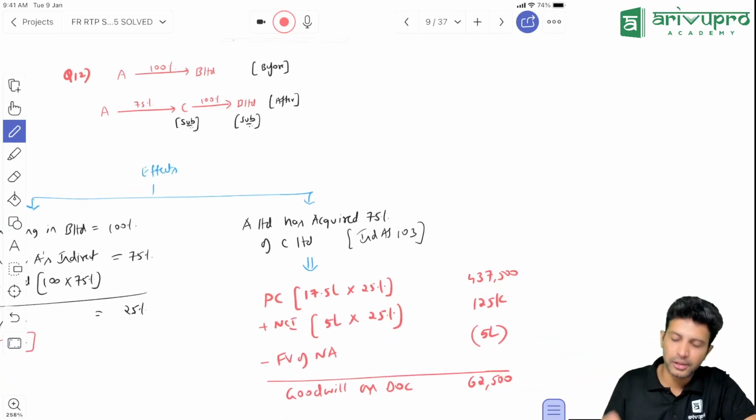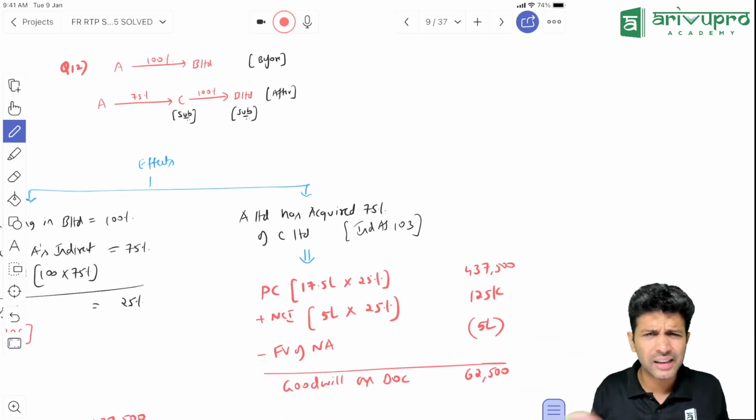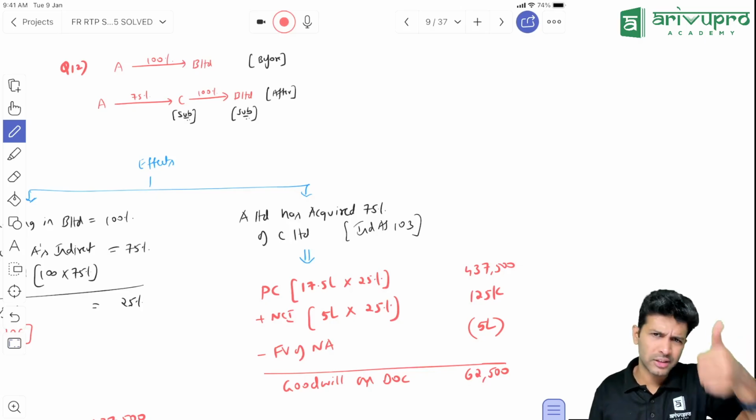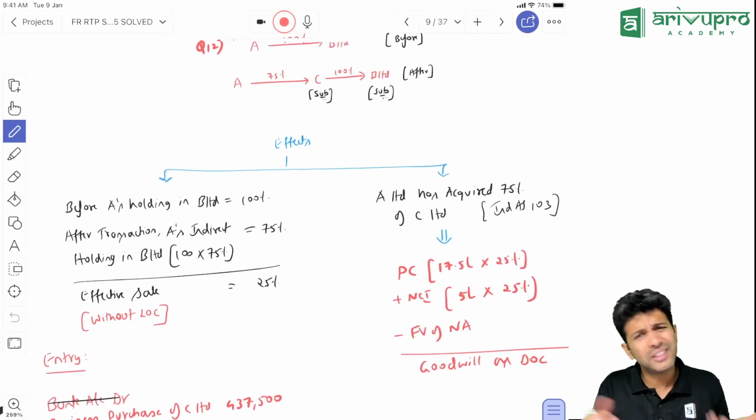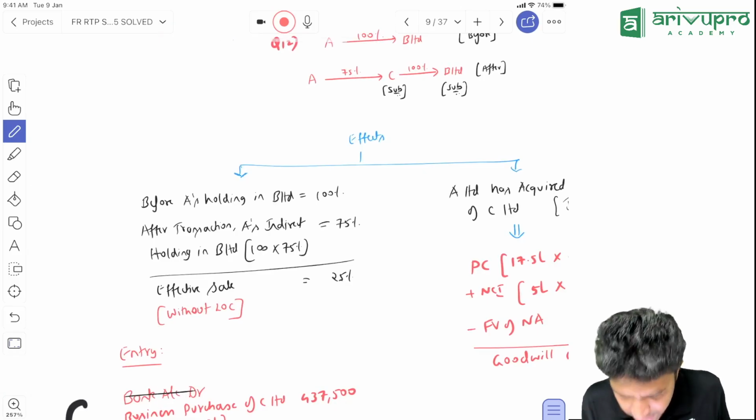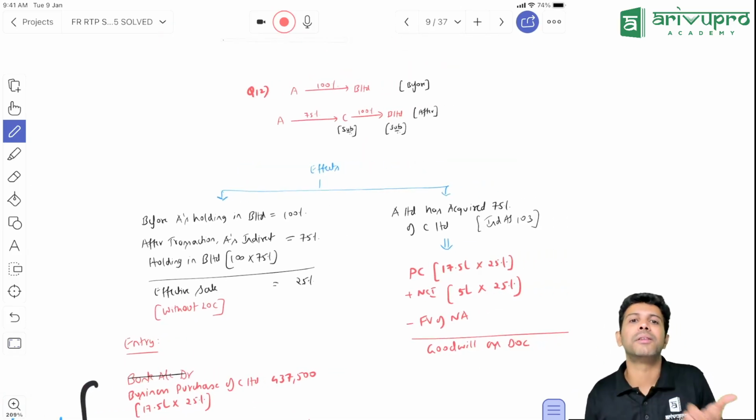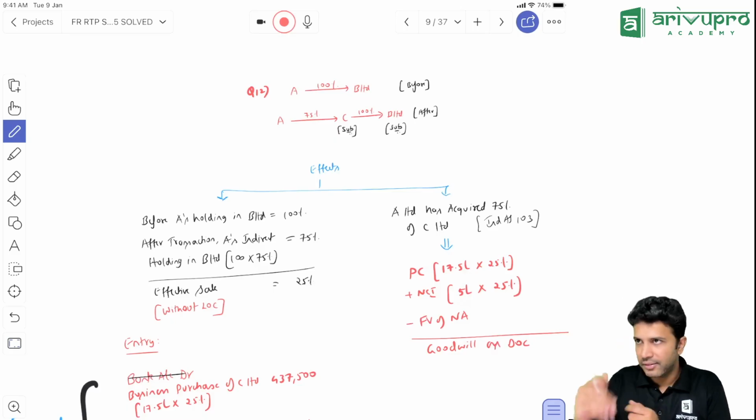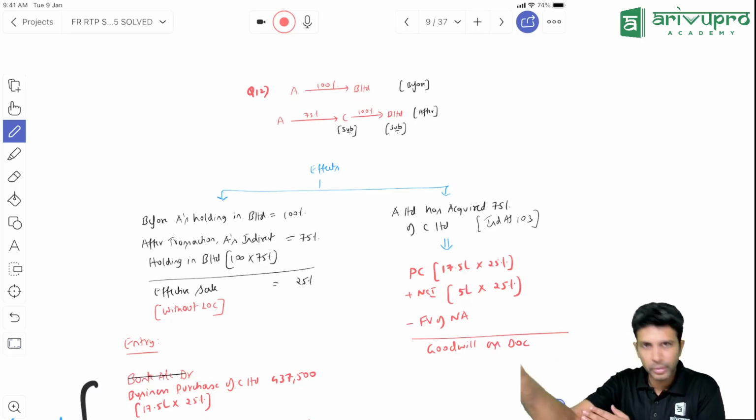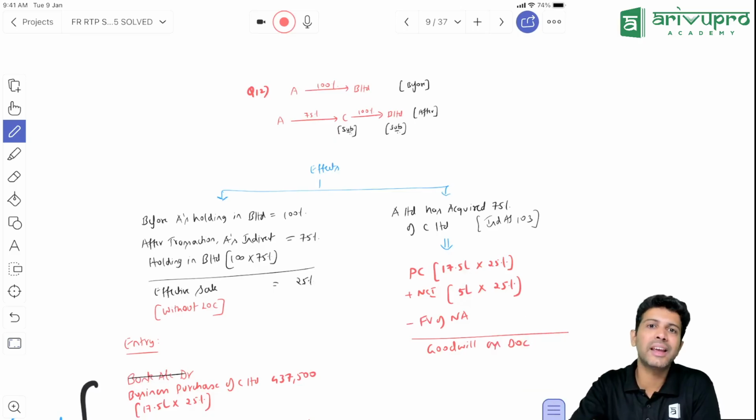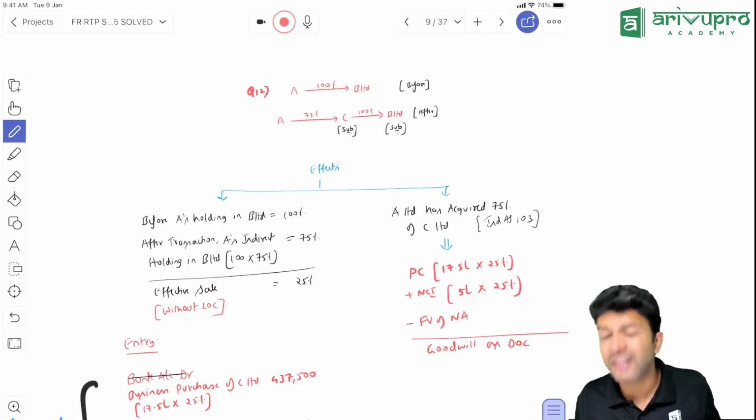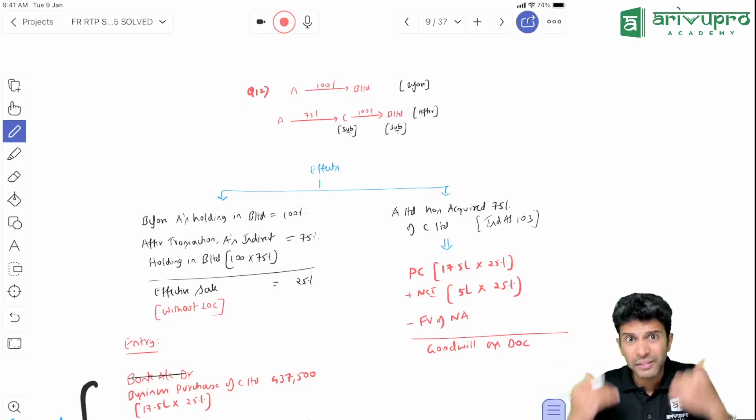So pass that. Okay. Now let's calculate goodwill if you want. How do you calculate goodwill? First is PC. PC we already did. How much is it worth? What did we give away to basically get control over C Limited? We got control over C Limited, right? Okay. Did we pay anything to get this control? Yeah, we gave away what?